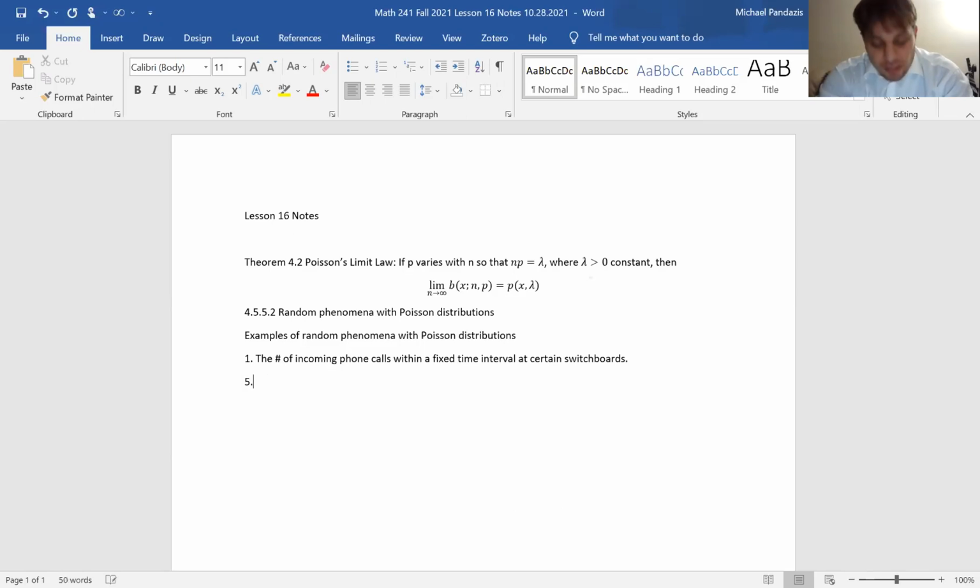Another example, which is example 5 in the book, so I'm going to write 5: the number of fish caught in a day in certain regions. And example 11 is the number of emergency patients on a given day in a certain hospital.